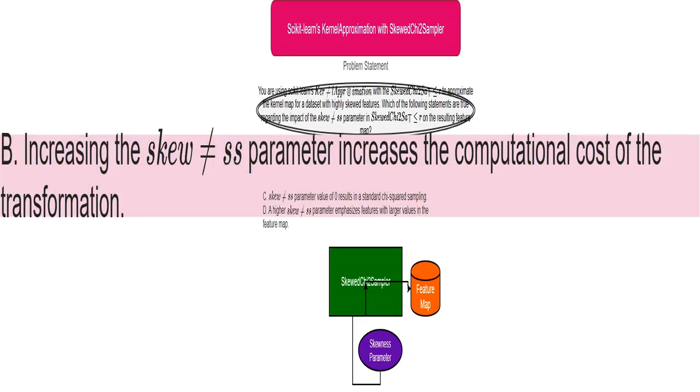Here, I am asking you to think about the processing power needed. Increasing the skewness value doesn't significantly increase the calculation time. It primarily depends on your data size, not this parameter.